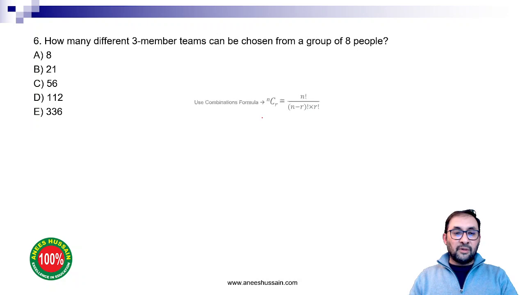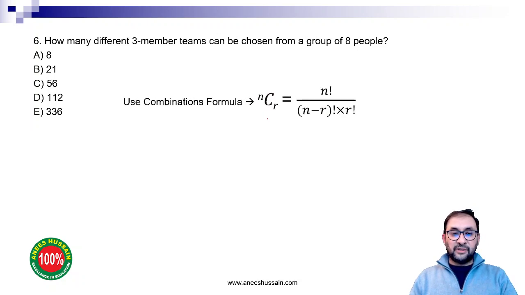So you need to use the combinations formula, nCr, which is equal to n factorial divided by n minus r factorial multiplied by r factorial. So you have 8 people and you're choosing 3 of those people, so it's going to be 8C3, which is going to be 8 factorial divided by 8 minus 3, which is 5 factorial, times r factorial, that would be 3 factorial.